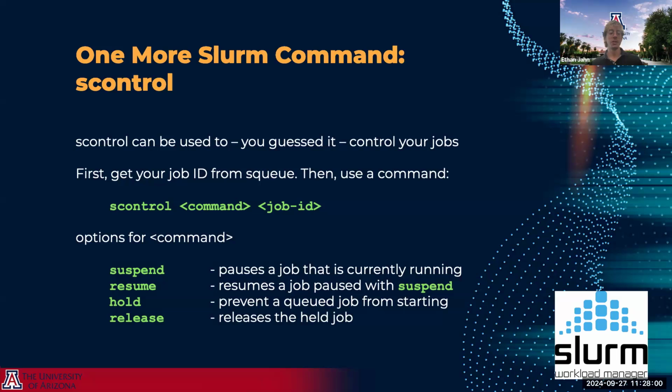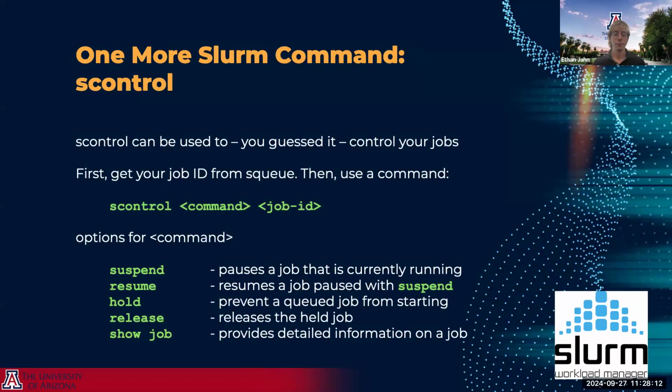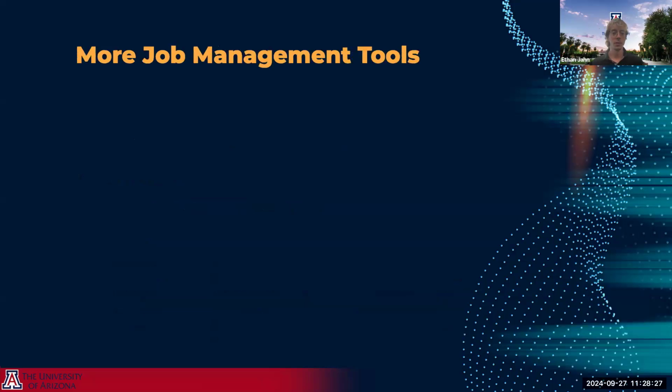So you can see these commands sort of come in pairs. And then the show job command would provide detailed information on a job. And again, you would still have to provide the job ID afterwards. And those are just some common options. There are certainly more. Again, we're just giving you this overview of these commands that do exist on the system and a general way of using them. Okay, so that's scontrol.